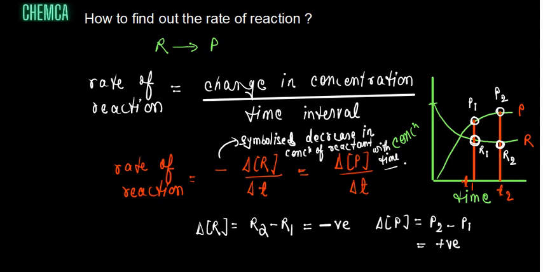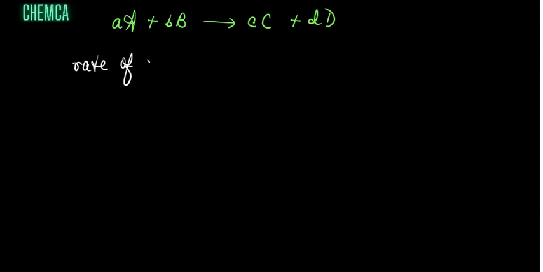Now let us take one general equation, to see how we can write the expression for rate of reaction if some coefficients are also present. For that we'll take one general equation: small a times A plus small b times B forming small c times C plus small d times D, where capital A and B are reactants, capital C and D are the products, and small a, b, c and d are coefficients. So for this reaction, rate of reaction will be equal to, with reactants we take a negative sign, the reason being they are being used in the process.